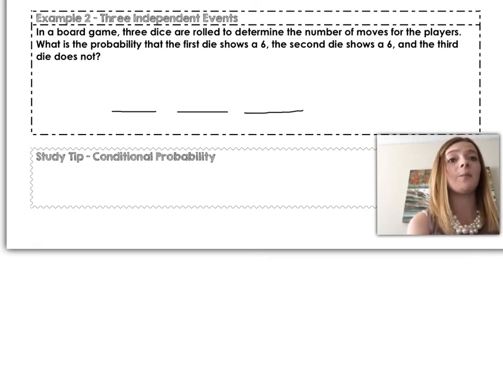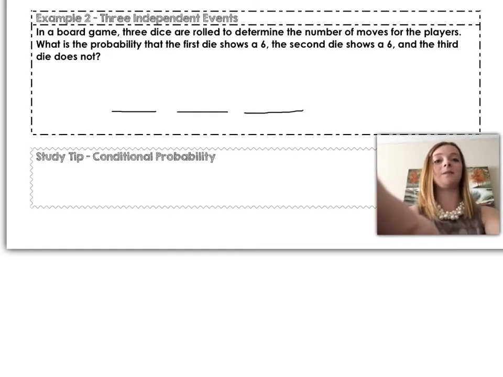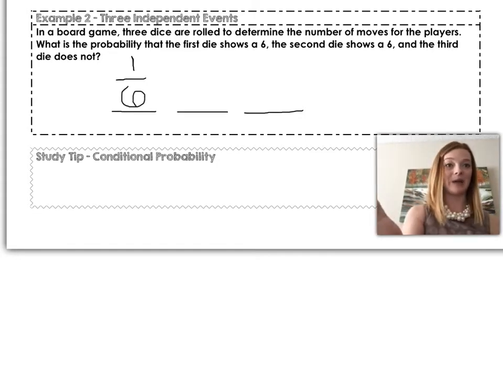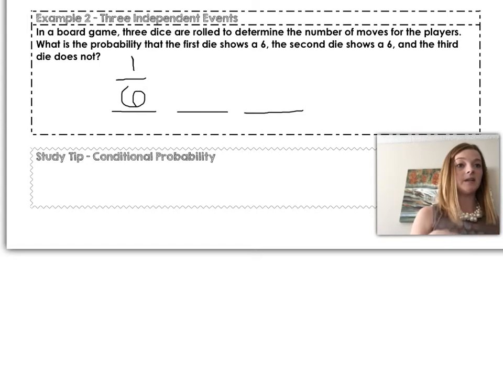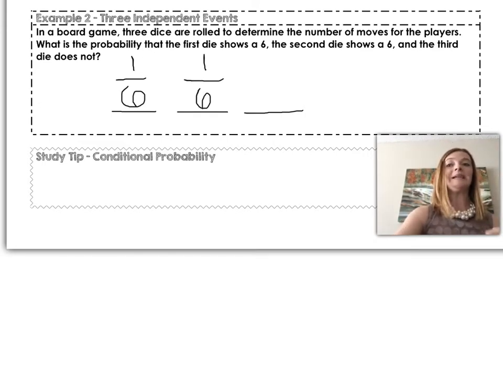Now the first probability, the first die shows us 6. Well, there's only one way to roll a 6, so the specific occurrence is 1 out of the total number of ways I can roll a dice, which is 6, okay? Once again, the second die shows a 6. So once again, only one way to roll a 6 out of the 6 different ways to roll a dice, okay? Now the last event, the third one, does not.